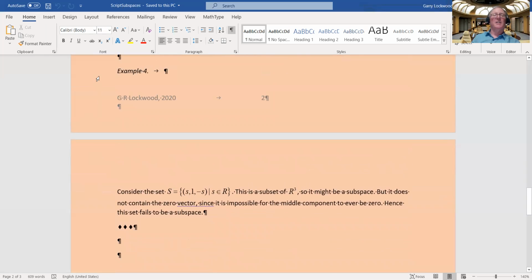Okay, let's have a look at the last example, example 4. How about this set S, (S, 1, negative S), which is a subset of R3. S is a real number. Subset of R3, maybe it is a subspace. But it does not contain the zero vector, since it's impossible for the middle component, which is 1, to ever be 0. And so this set fails to be a subspace. As soon as it fails to have the zero vector or object in it, you know it's not a subspace. Bam.